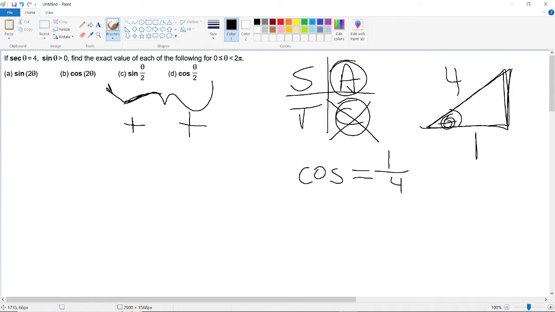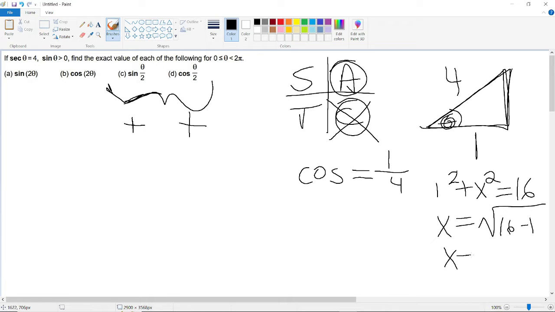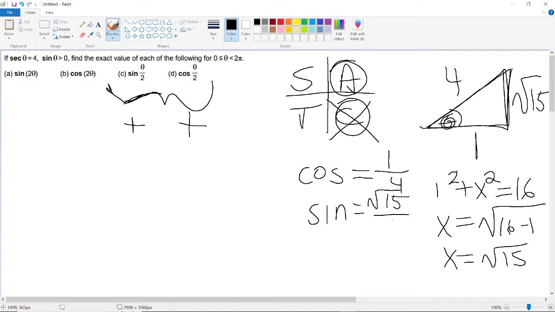Well, 1 squared plus x squared equals 16. X equals square root of 16 minus 1. I subtract 1 squared from both sides, and then I take the square root. So x equals the square root of 15. So that goes here. And again, we know the original angle is in the first quadrant, so sine and cosine are both positive. Sine is going to be square root of 15 over 4.